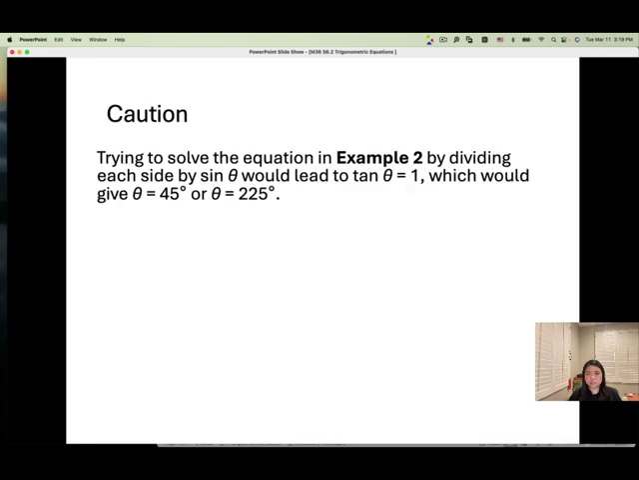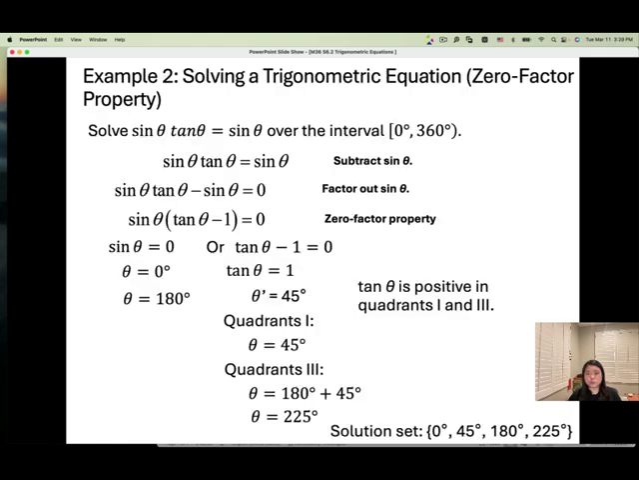Caution: trying to solve the equation in example 2 by dividing each side by sine theta would lead to tangent theta equal to 1, which would only give you 45 degrees and 225 degrees. So we go back to this example. When you have the variable here, this is an unknown, the theta. We don't want to divide both sides by sine theta. If I divide by sine theta on both sides, I only get tangent theta equal to 1, and we would ignore these two answers.